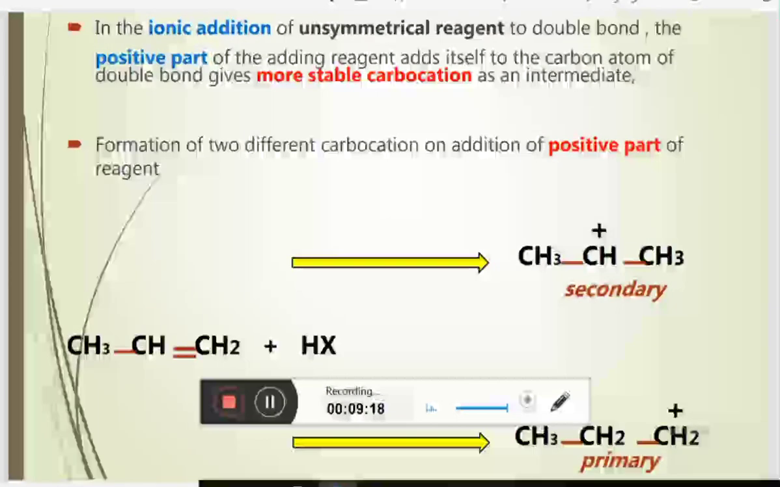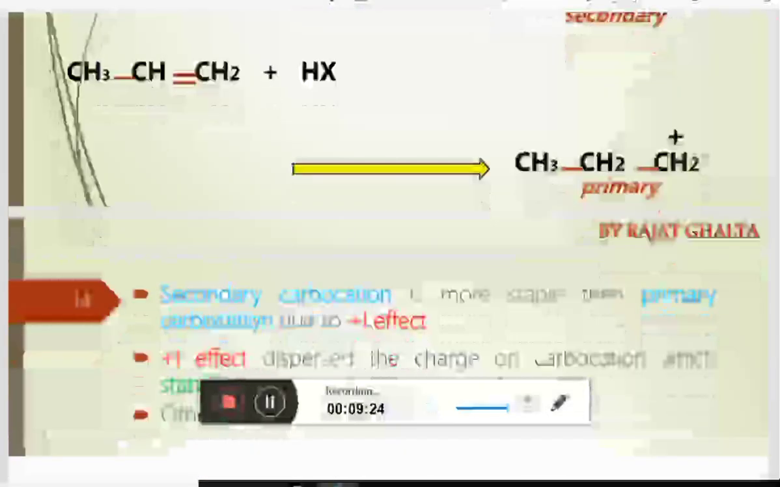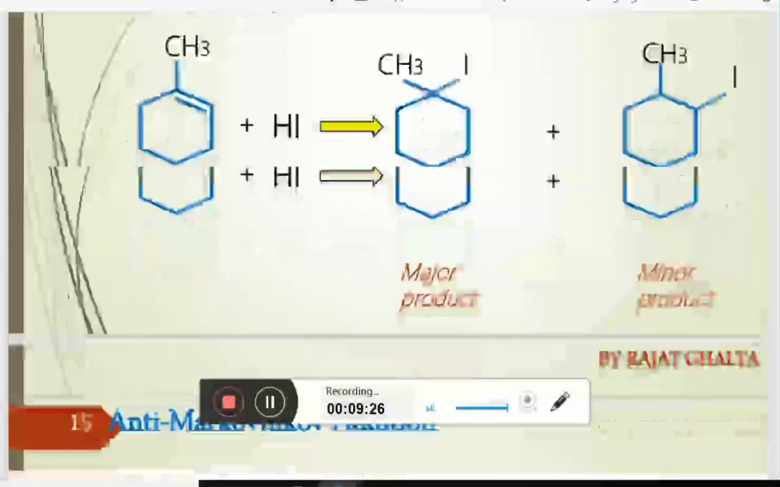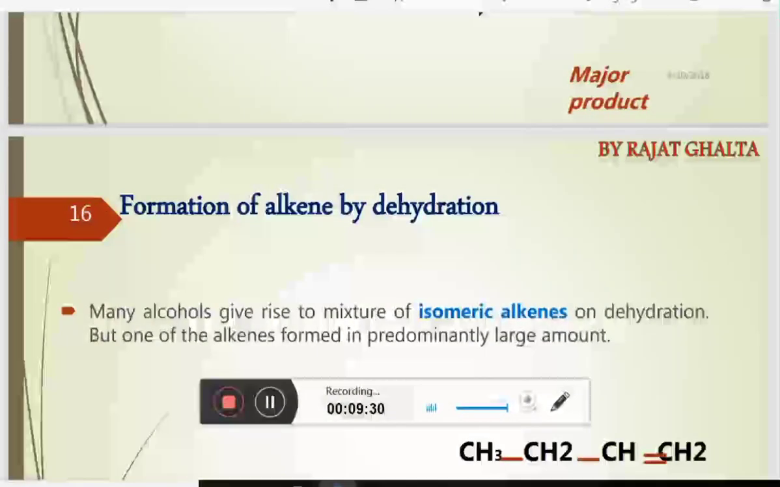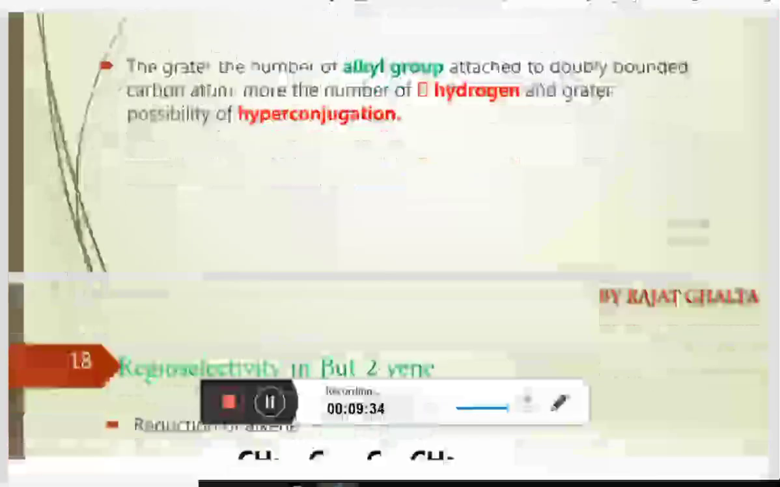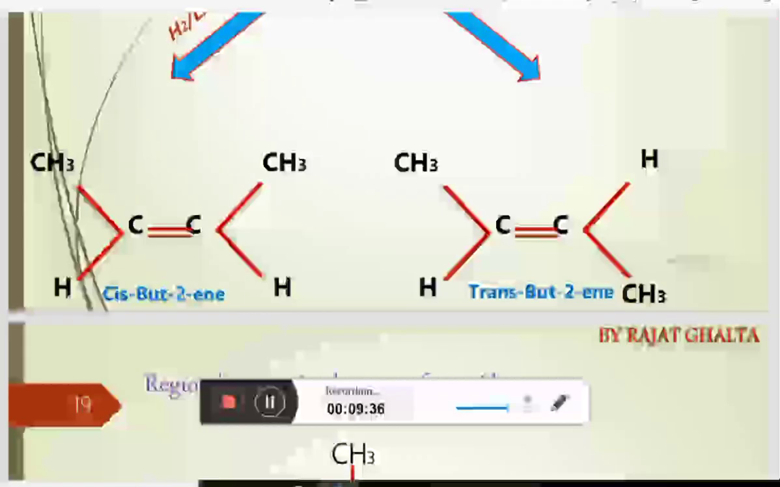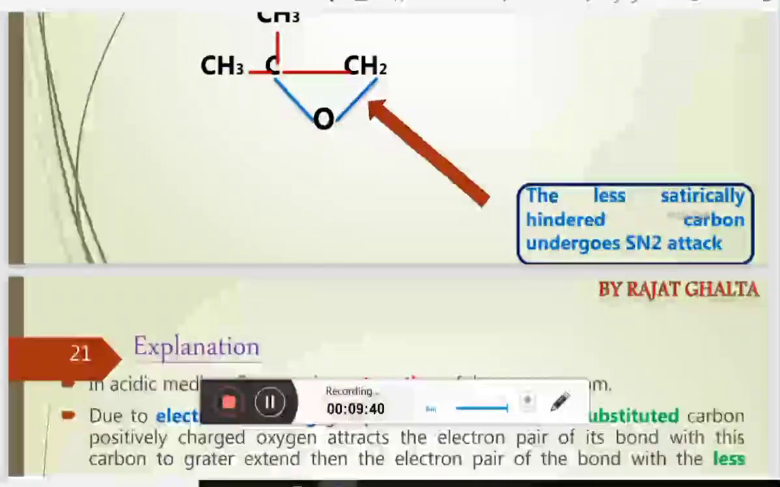Markovnikov and anti-Markovnikov addition is the best explanation and example for a regioselective reaction. So you can read about all these things. These are very basic things, which is why I don't want to take much of my time discussing these trivial things. Saytzeff and Hofmann rule, etc., are all examples of regioselectivity or regiospecificity.